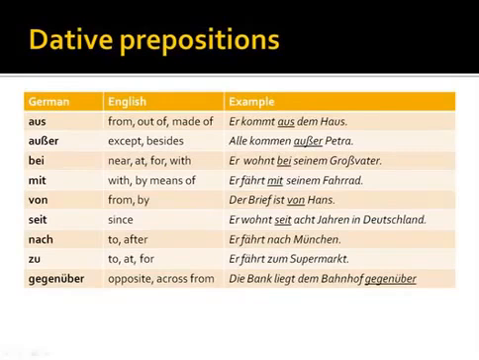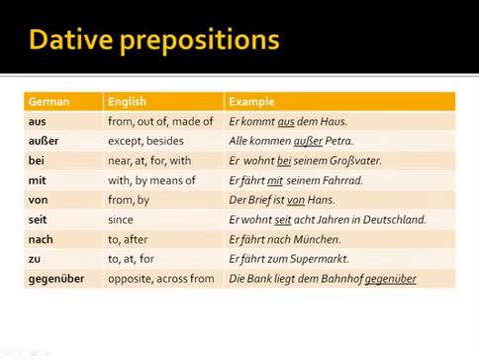Seit, since. Wohnt seit 8 Jahren in Deutschland. He's been living for 8 years, or since 8 years, for the space of 8 years in Germany. Seit is interesting. It implies that there's a specific point in time in the past, and from that specific point in the past up to the present moment, I've been doing something continuously without interruption. Ich spiele die Gitarre seit 8 Jahren. I play the guitar. I've been playing the guitar for 8 years.